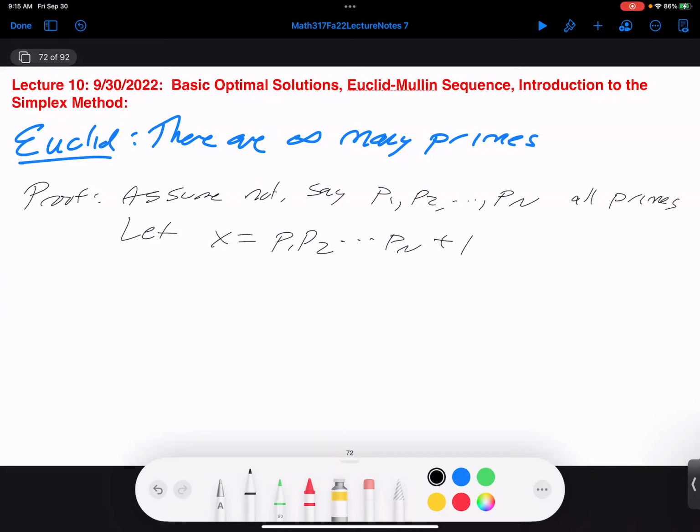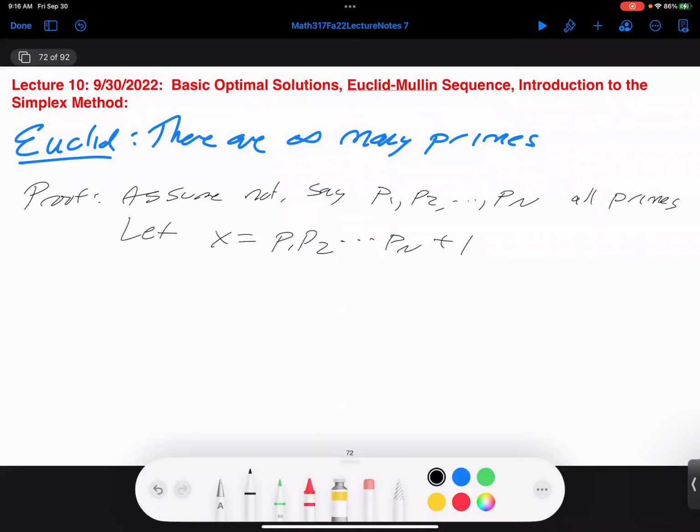So what can you tell me about this number? What are the possibilities? What kind of number could this be? It's an integer, but we're trying to prove that there are infinitely many primes. So what kind of a number could this be? It could be prime or composite.